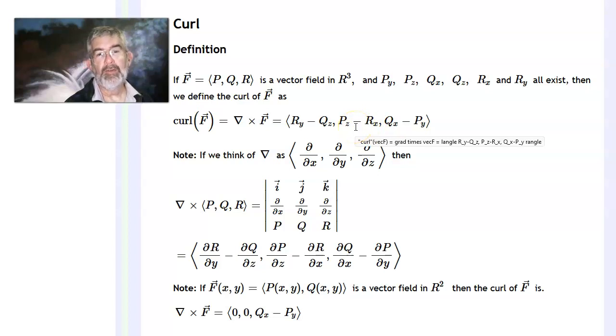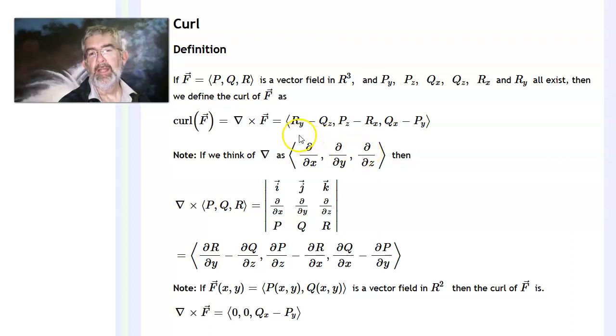So the divergence of a vector field was a scalar function, but the curl is going to be a vector field. And the first component of the vector field is partial of r with respect to y minus the partial of q with respect to z. Second component is the partial of p with respect to z minus the partial of r with respect to x. And the third component is the partial of q with respect to x minus the partial of p with respect to y. How would you ever remember all of that stuff?